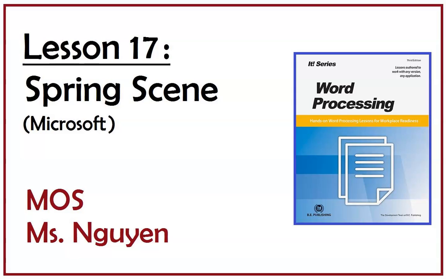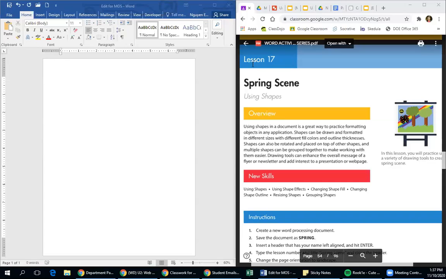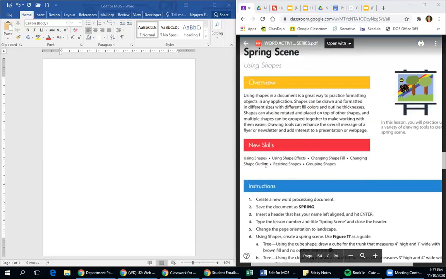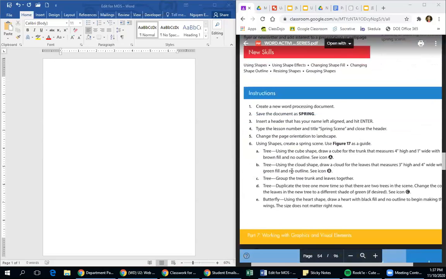Hi everyone. In this video, I'm going to show you how to do lesson 17, spring scene, on Microsoft Word. In this lesson, we're primarily working on shapes. So I'm just starting over from the beginning.